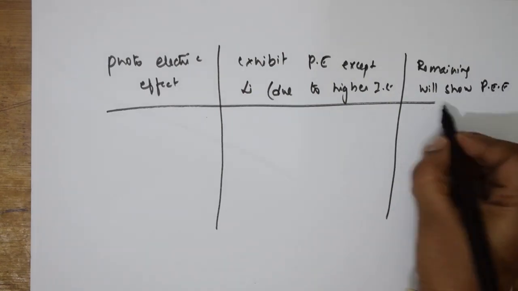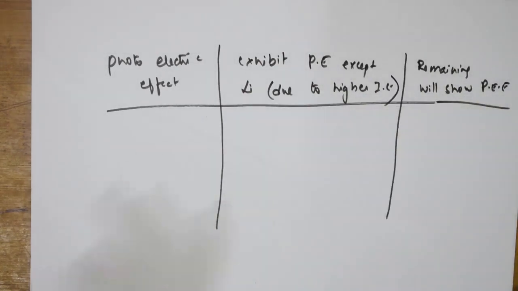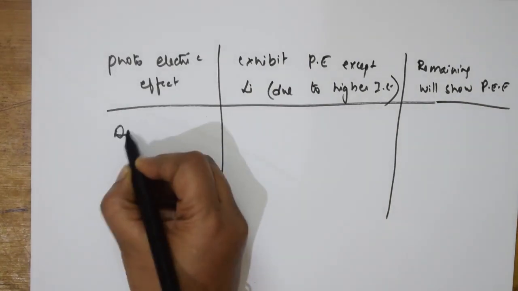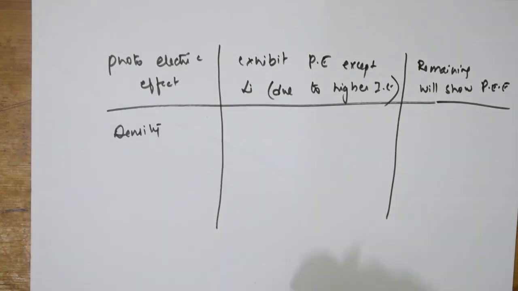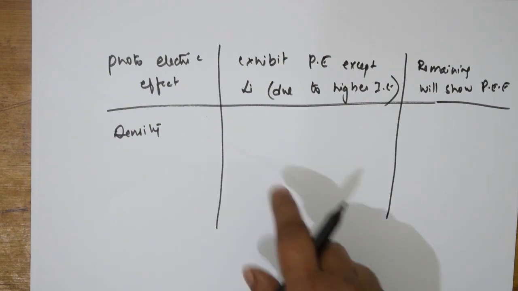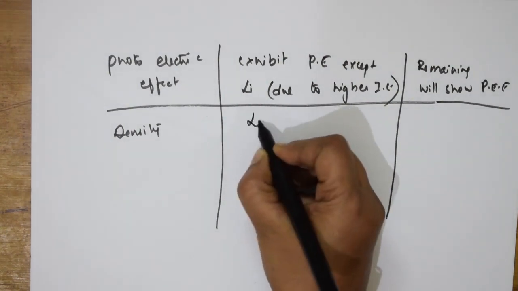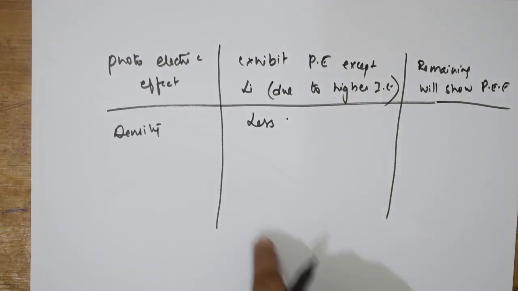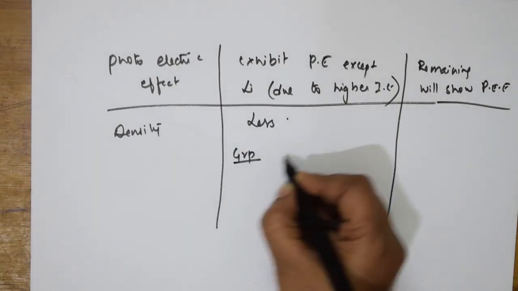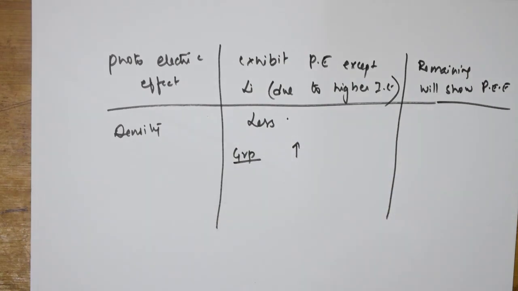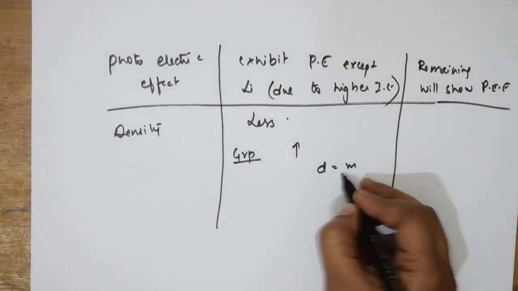Photoelectric effect, remember that, except lithium because of higher ionization enthalpy. Now, when I have to speak about the density of these elements, the densities of alkali metals are very low. What is the reason? In a group, density increases. Why? Density is equal to mass by volume.